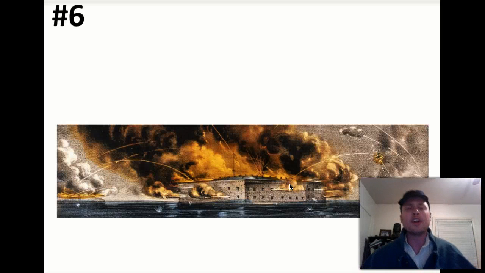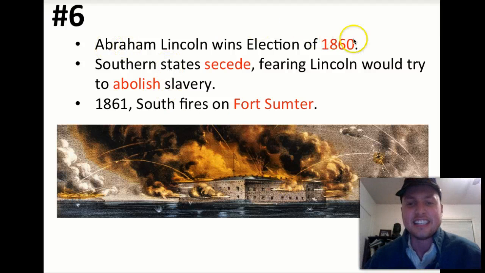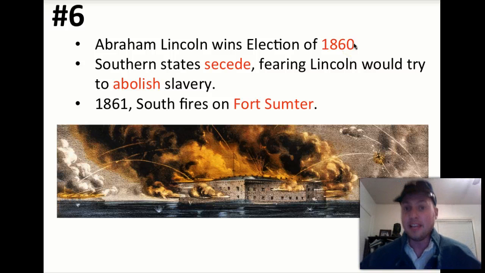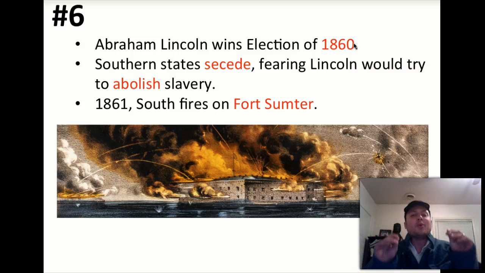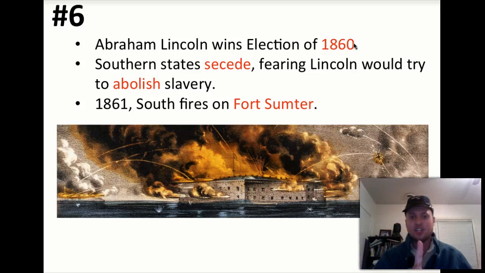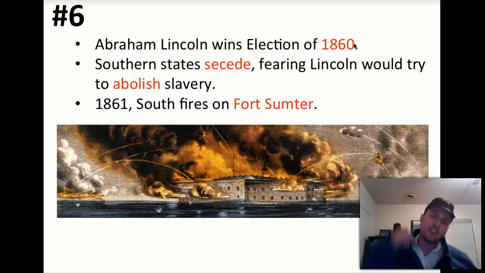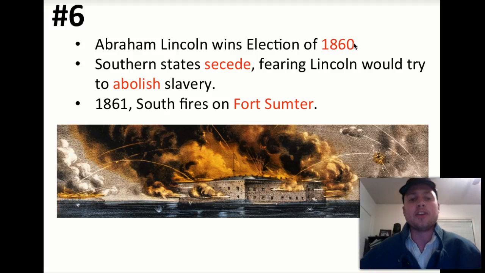Check this out. We're on question number 6. Abraham Lincoln wins the election of 1860, right? That's a big one. Abe Lincoln did not say, I'm going to free all the slaves. But everybody knew that he wanted to limit the expansion of slavery. Southerners, well, they feared that he was going to try to abolish slavery altogether. So they will secede. They left the United States, one after another, after another. And the South had left because they feared that Lincoln would try to abolish slavery.